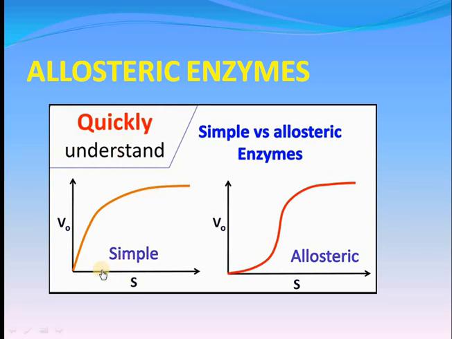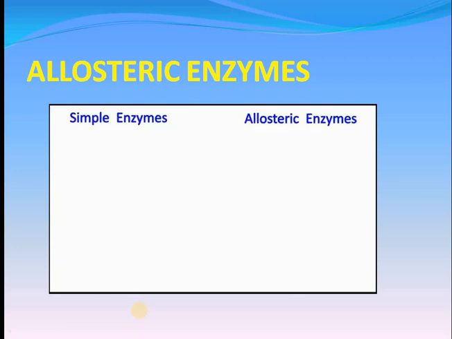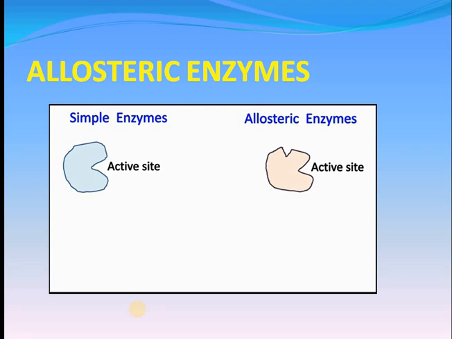Hey guys, quick biochemistry basics here. A video about the difference between simple enzymes and allosteric enzymes. Simple enzymes only have one active site, whereas allosteric enzymes have an active site and a regulatory site.